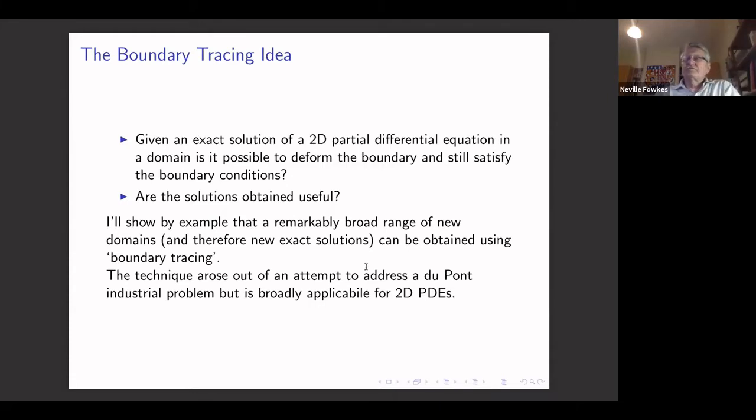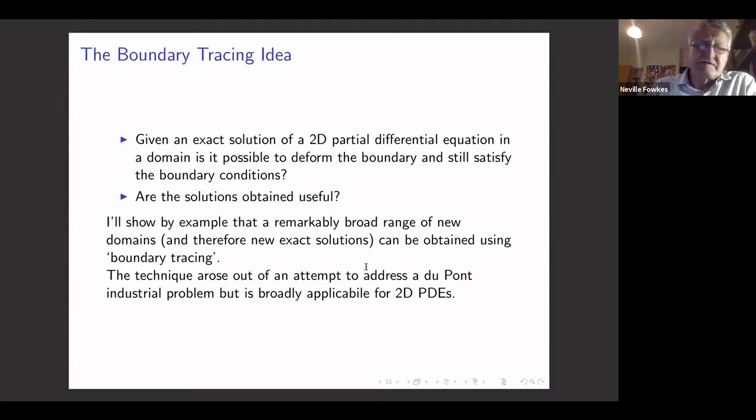Given an exact solution to a PDE, you may have solved a heat equation with certain boundary conditions, certain flux conditions around the outside, and you've got an answer. The question one actually asks is, can you change the domain or change the boundary in such a way that you still satisfy the PDE and the boundary conditions, so you end up with new solutions? And your general reaction, or at least my general reaction, would be, look, you've got no hope. But the truth of the matter is that you end up with a lot of very interesting results, really surprisingly.